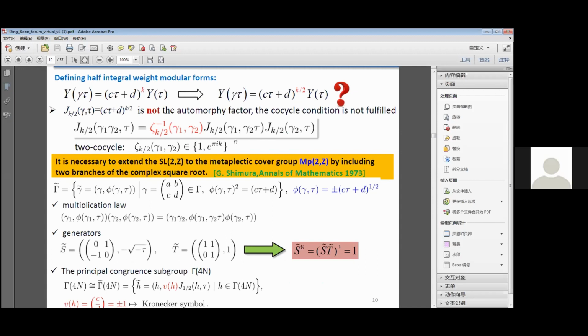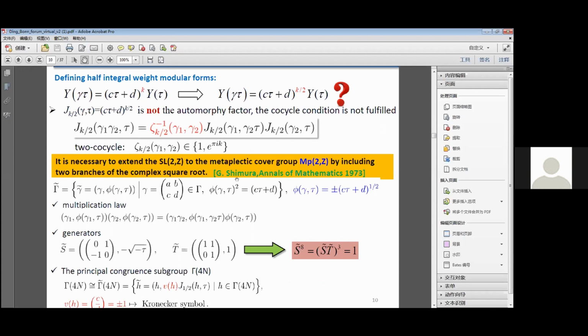You can see here, JK, you first perform gamma 1, then perform gamma 2, you get the last 2 terms. It is not just gamma 1 times gamma 2. There is another factor, the 2-cocycle. It appears from both sides and is not consistent. The point is the 2-cocycle is plus 1 or minus 1. It is related to the branch of the square root.